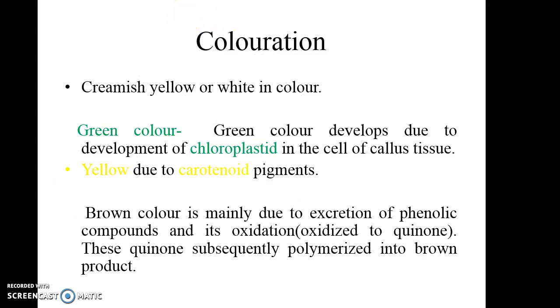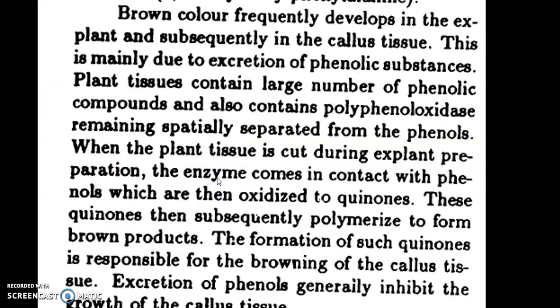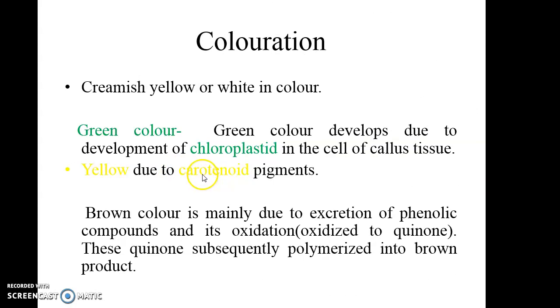Then next is coloration. Generally you will find creamish or white colored callus. Sometimes there is development of green colored callus, and that is due to the formation of chloroplasts in the cells of the callus tissue. Sometimes you will find a yellow color, that is due to the presence of pigments, that is, carotenoid pigment.